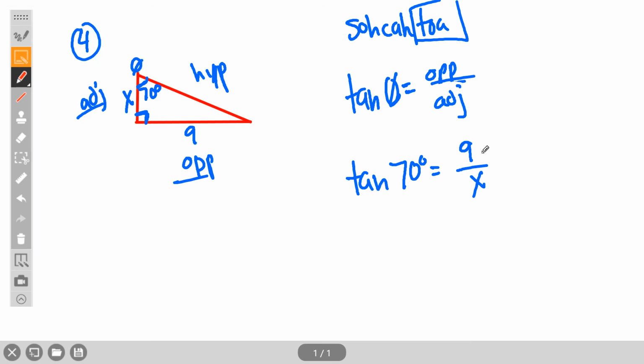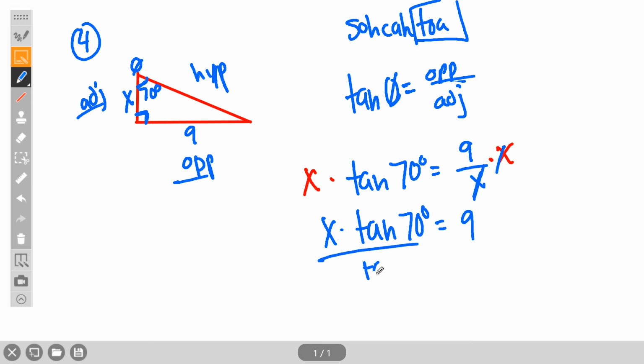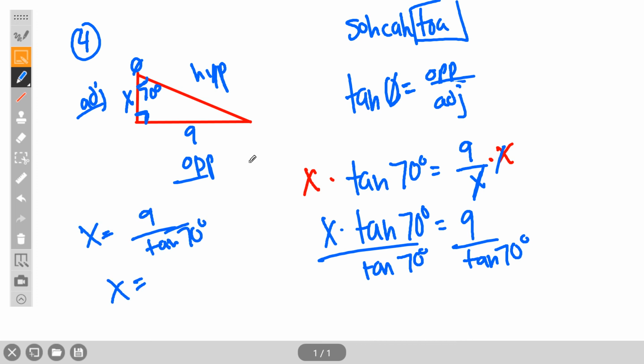We solve this for x, so we need to get it out of the denominator, so multiply both sides by x. So x times tangent of 70 degrees is equal to 9. Divide both sides by tangent of 70 degrees, so x is equal to 9 over tangent of 70 degrees. Putting that in the calculator, 9 divided by tangent 70 degrees is 3.3 rounded to the nearest tenth. So the side length of this adjacent side is 3.3.